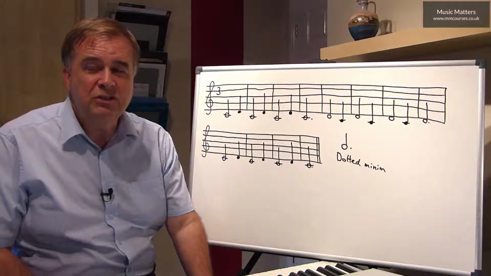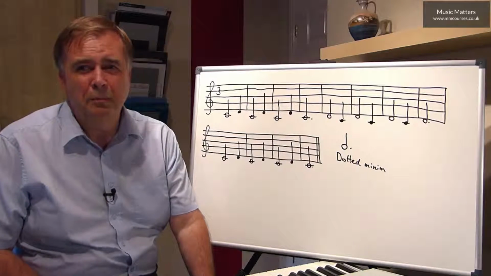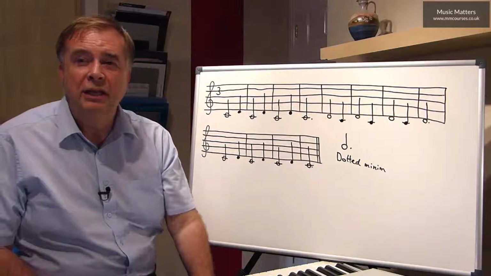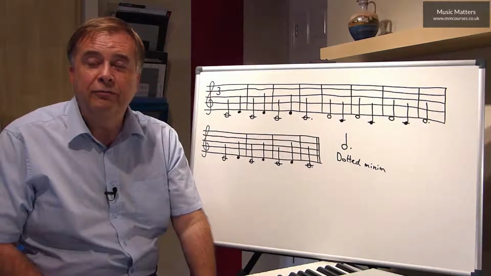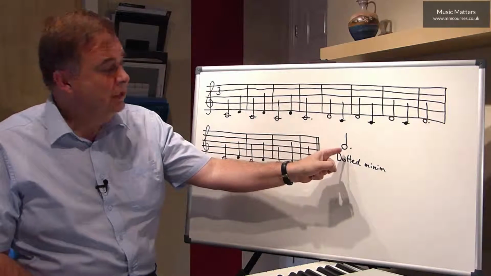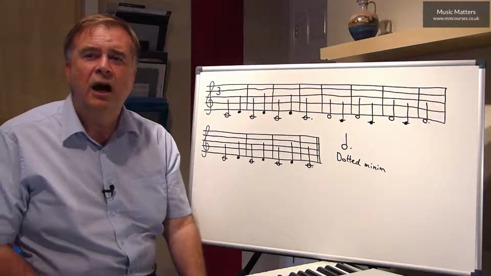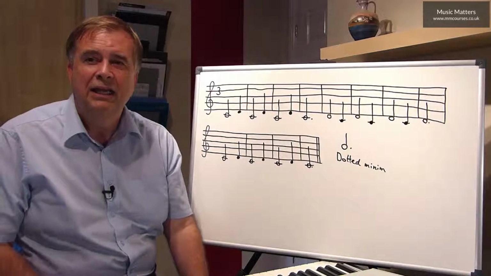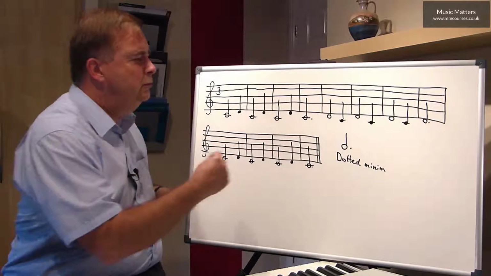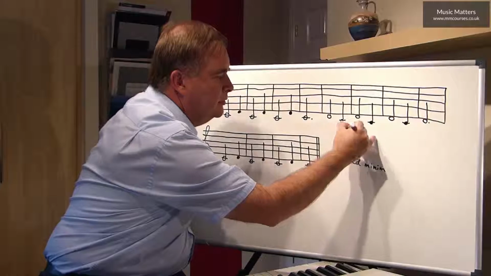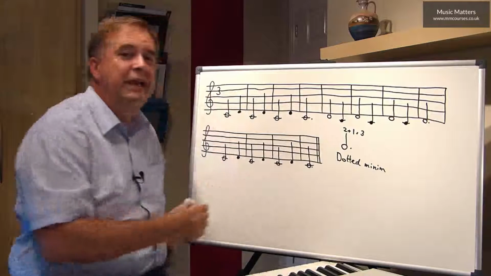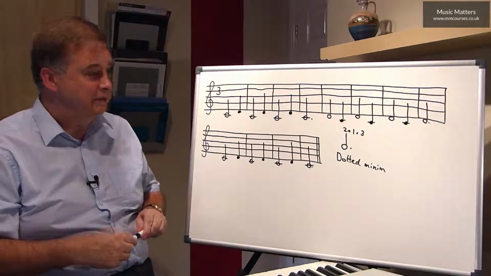You can put dots after all sorts of notes, and we'll come back to all that later. But every time you put a dot after a note, you have to add on half of what the note's worth. So if this minim is worth 2, then the dot is worth half of 2. Now half of 2 is 1. So you've got 2 for the minim, and 1 for the dot. And that's why a dotted minim is worth 3 beats.